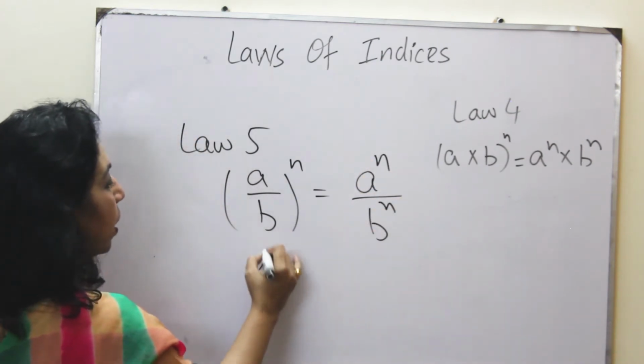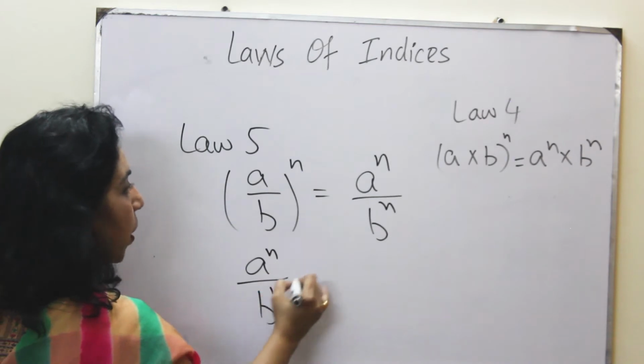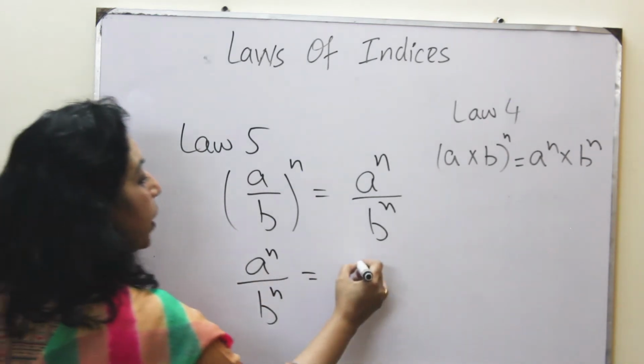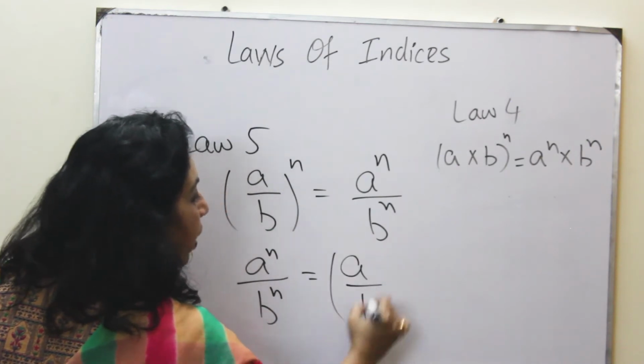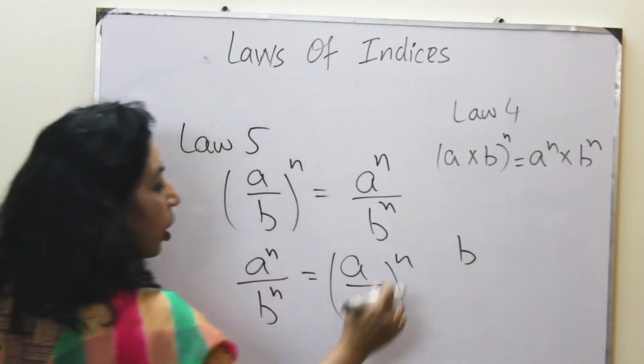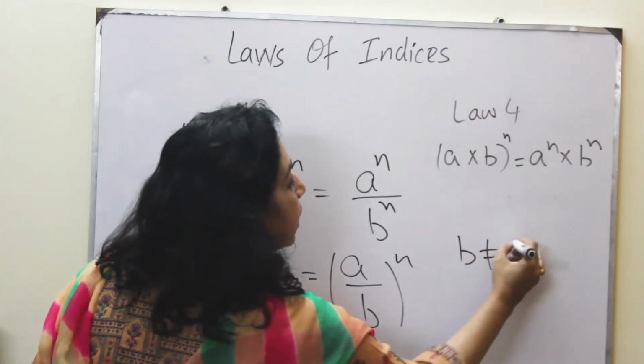We can use this law in reverse order, that if we have a power n over b power n, we can use it as a over b power n. But with this law we have a condition that our b, our denominator, can't be 0.